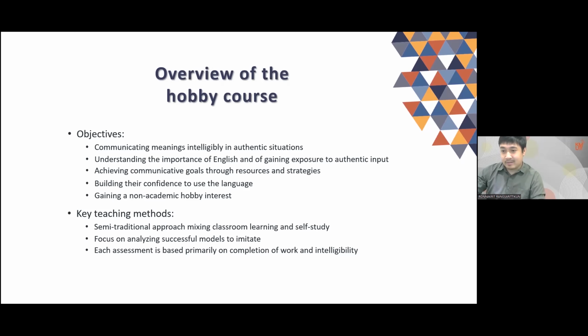We did a survey and a follow-up, and many students said that they still use Reddit to communicate with other hobbyists. The third one is to achieve communicative goals through resources and strategies. And the fourth one is to build their confidence to use the language, right? This becomes really important in the hobby course, since it's the first course of 3 courses in the languaging curriculum. So we need to build their confidence first, and then this confidence will lead to accuracy later as the course goes on. And since it's the hobby course, they have to maybe gain a non-academic hobby interest.